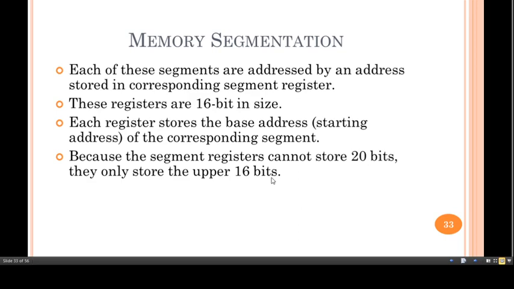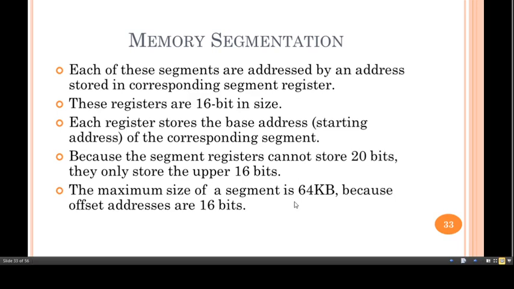Okay, and here only 16 bits are possible to store and the address is 20 bits. So what happens? These segment registers are storing the higher, or we can say the upper, 16 bits from the address. The maximum size of a segment is 64 KB because offset addresses are 16 bits.